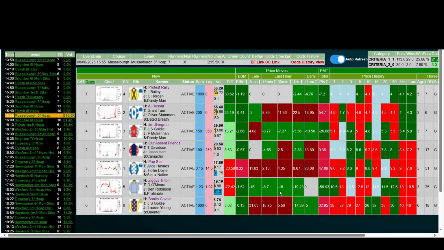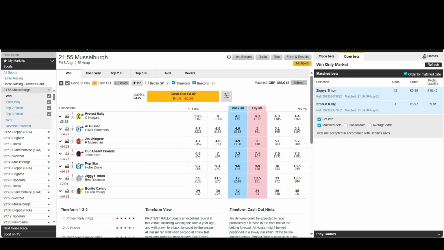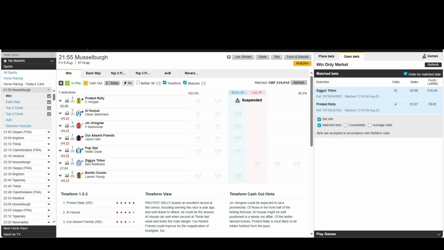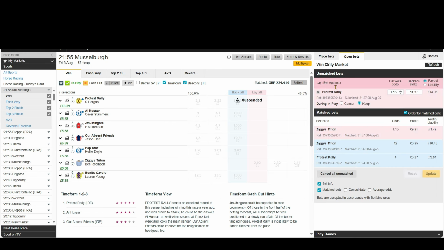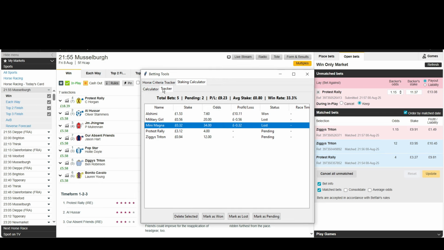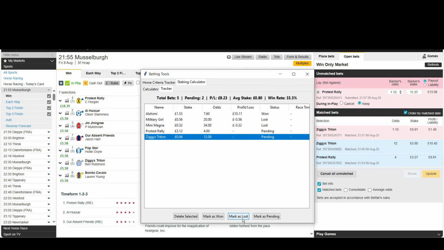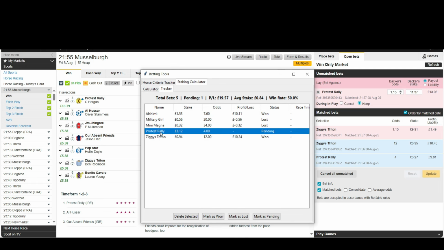Well, lucky I double-checked the portal. Siggy's Triton, a winner for us. We're having a good day. And there you see, oh yeah, we did get the lay off at 1.15. So, into the tracker. Siggy's Triton, that's a win. Ran well. ToS Rally up there at the start as well. They both went off together, at quite blistering pace, but Siggy's Triton stayed on really well. Mark has lost.